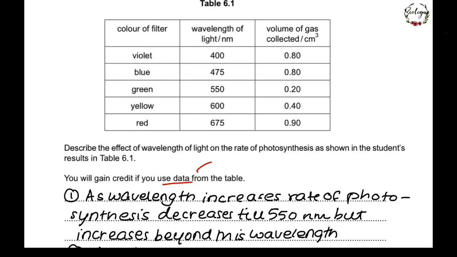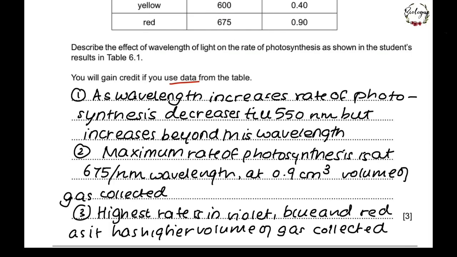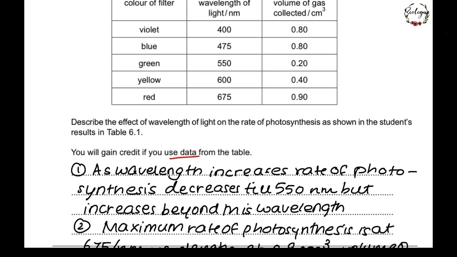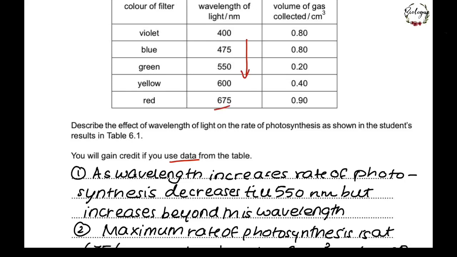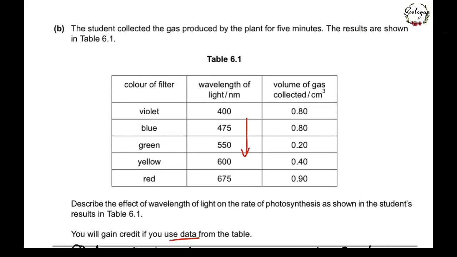So let us look at the table right now. We have violet as 400 wavelength 0.8, blue 475 0.8, green 550 0.2, yellow 600 0.4 and red 675 0.9. So the effect of wavelength on the rate of photosynthesis is, as the wavelength increases, the rate of photosynthesis initially decreases. Till about 550, the rate of photosynthesis is decreasing because the volume of gas collected is decreasing.